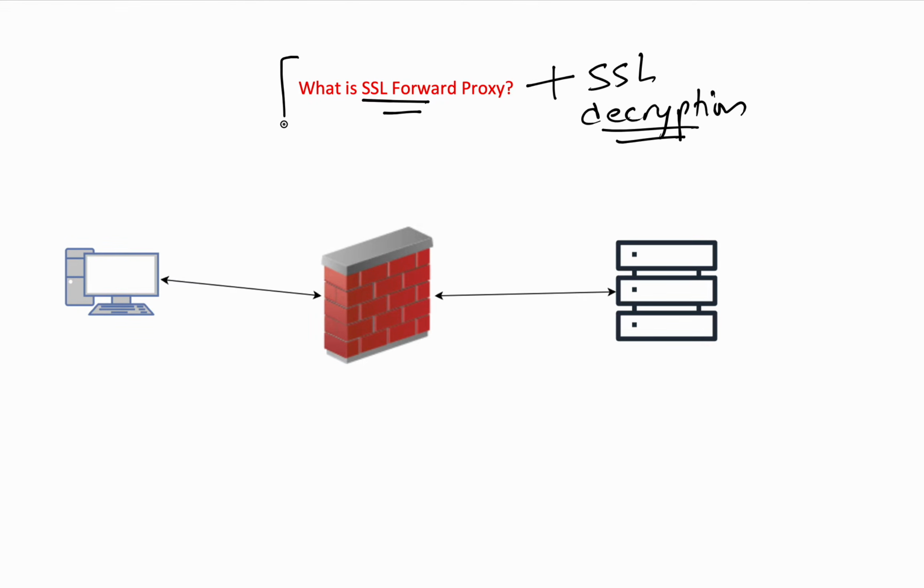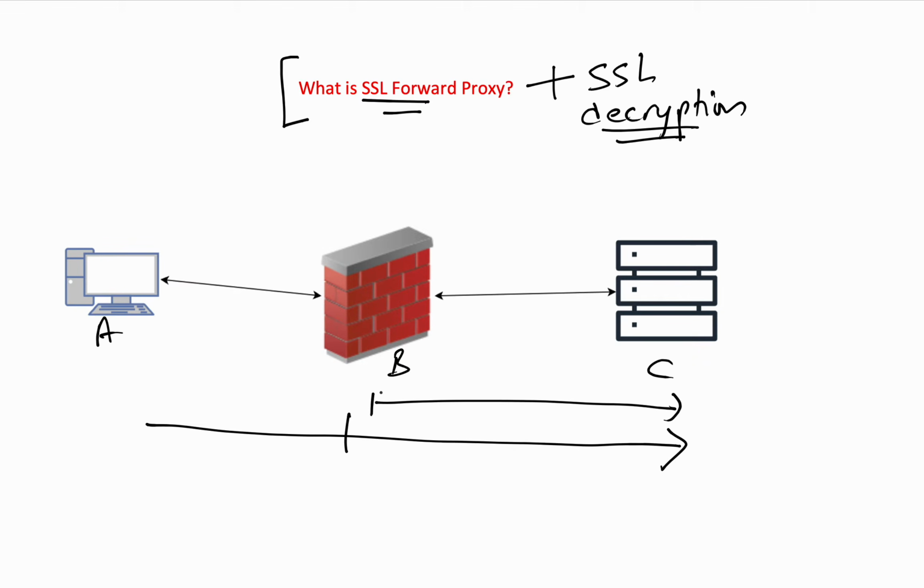So now, what is SSL forward proxy? First of all, what is proxy? Proxy is basically a service that is making a connection on your behalf. For example, if A wants to make a connection with C, B will intercept and make the actual connection to C. So B will make a connection on behalf of A. Basically, this is proxy. Now, what is SSL proxy?